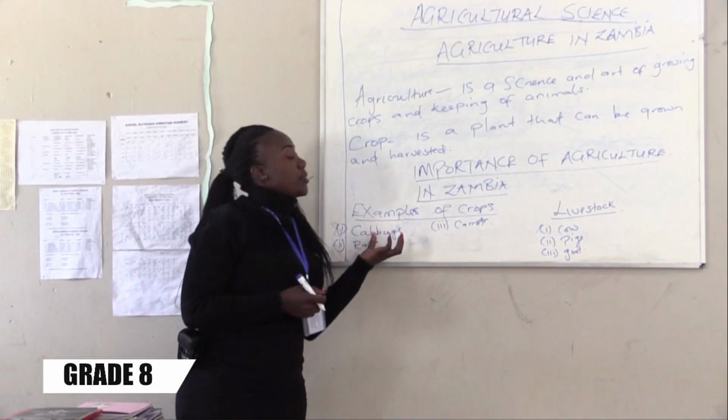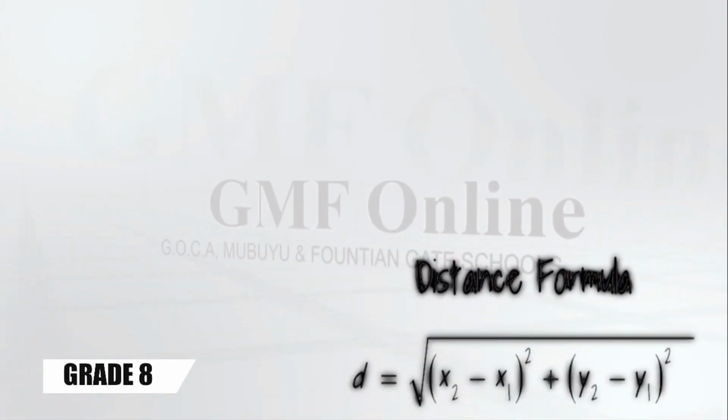And these are examples of crops that we grow in Zambia and the livestock. Look at our geographic expression.